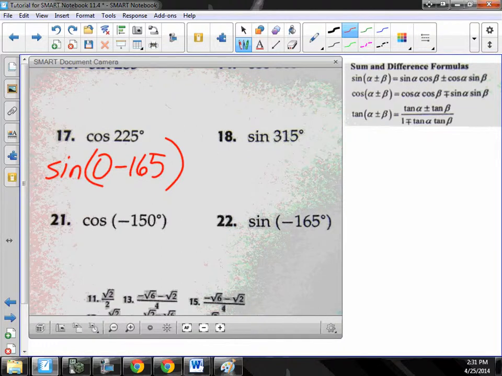Wait, do we have a 165? Oh, we don't have one. Sorry, that's not going to work. What's the difference between 360 and 165? What is 360 minus 165? We don't have a 195 either, so that's not going to work. Okay, sorry.